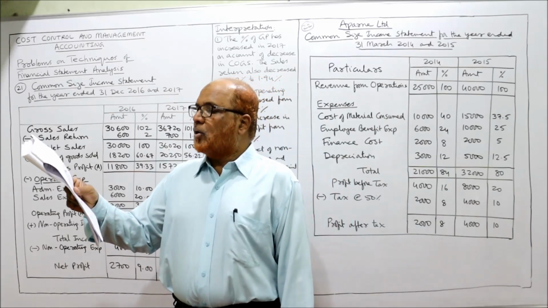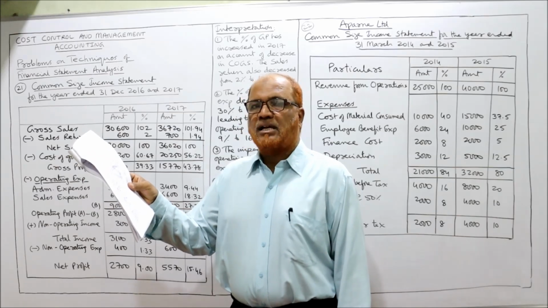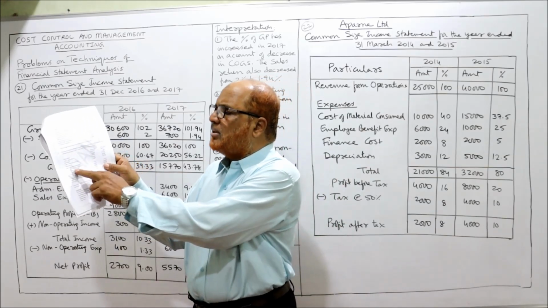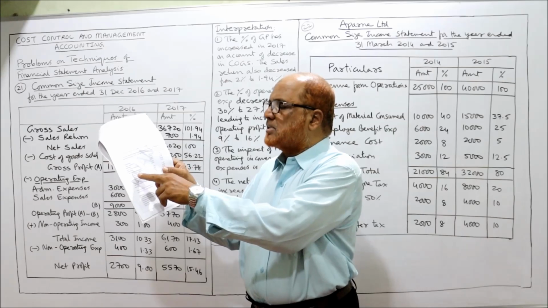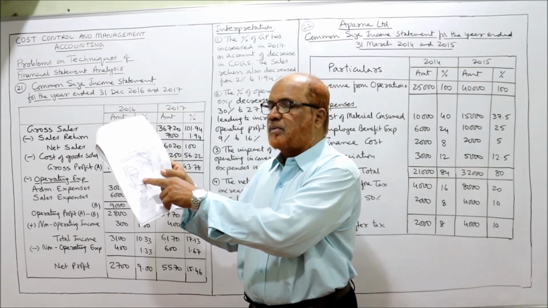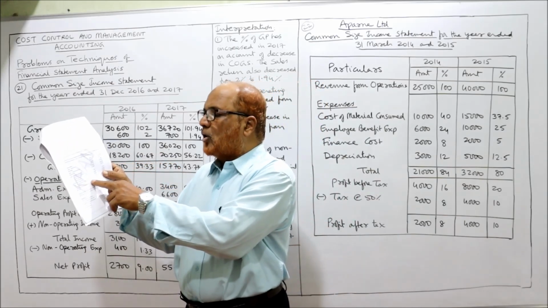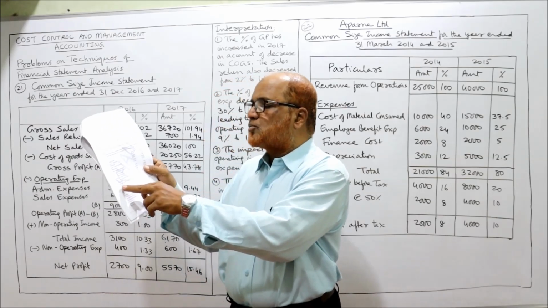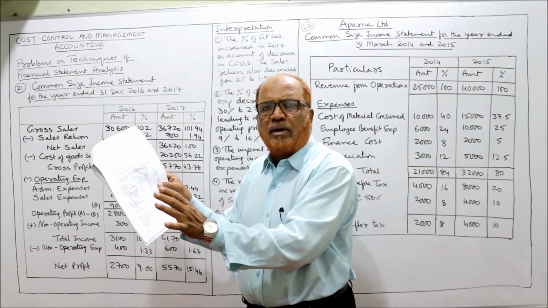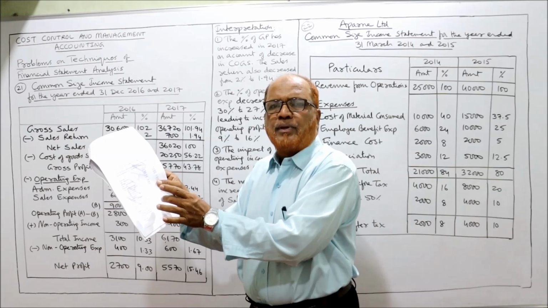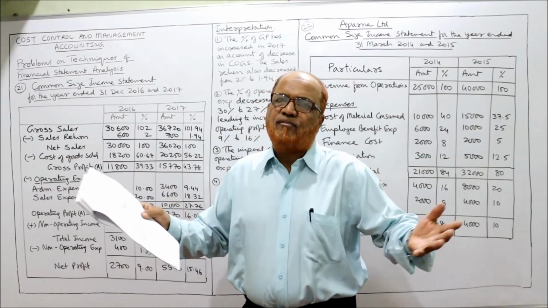Here the data is given: gross sales minus sales return, we get the net sales. Then from net sales, deduct the cost of goods sold. Everything is given in the problem. Gross profit is already calculated. Then less operating expenses: administrative expense, selling expense, total expense. Then income from operations, that is the operating profit. Then add non-operating income, total income, less non-operating expenses, net profit. The complete format is given, copied in the same format, and the values are also given in the problem. The only thing is we have to calculate the percentages. The amounts are directly given, the format is given.